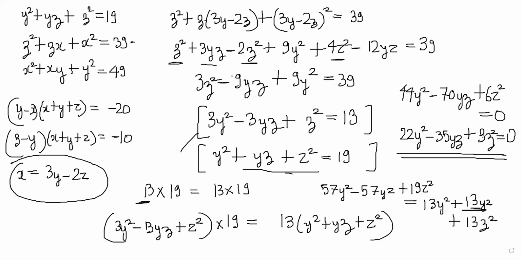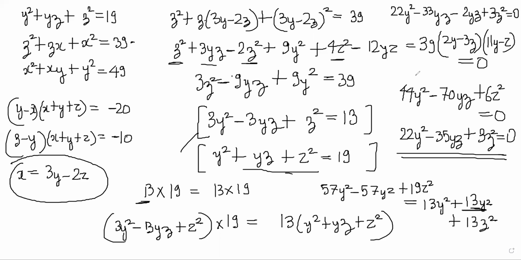22 times 3 is 66 here, and I'm doing middle term factors. So 66, how can I do? 33 and 2, yeah. So I'll get 22y square minus 33yz minus 2yz plus 3z square is equal to 0. And solving it, I will get 2y minus 3z as a factor, and on the other side I'll get 11y minus z as a factor. So from here I get the result that 2y is equal to 3z or z is equal to 11y, right?